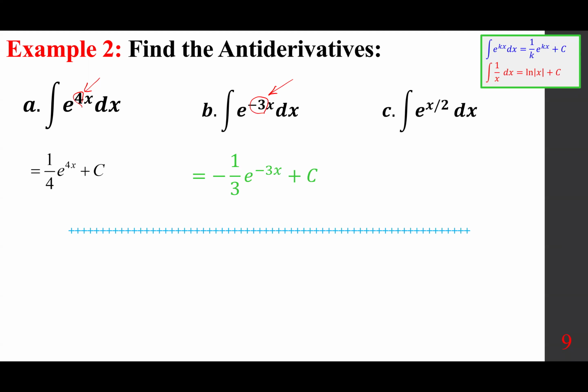Now, e to the power of x over 2 dx, if you recognize this as e to the power of 1/2 x, so be it. If you don't, rewrite it so you recognize k is 1/2. So 1 over k, that means 1 over 1/2 e to the power of 1/2 x and a constant. 1 over 1/2 is 2, everybody. So 2 e to the power of x over 2 plus a constant.